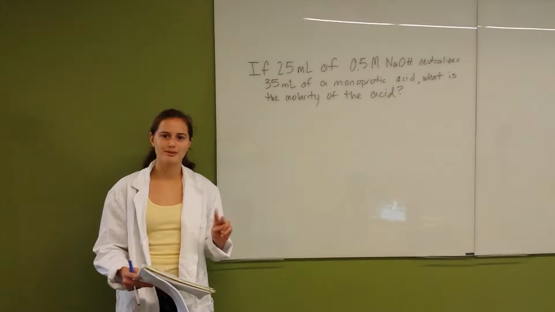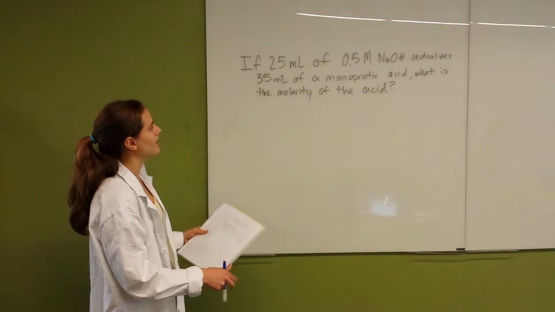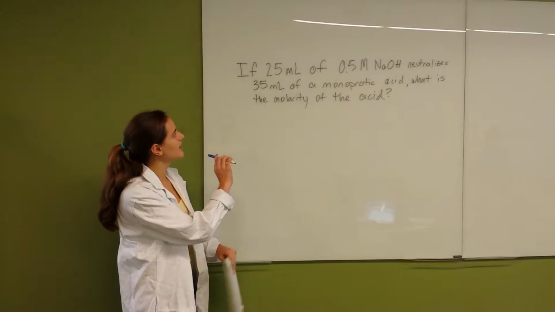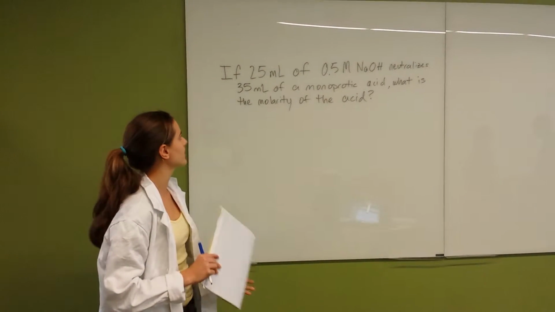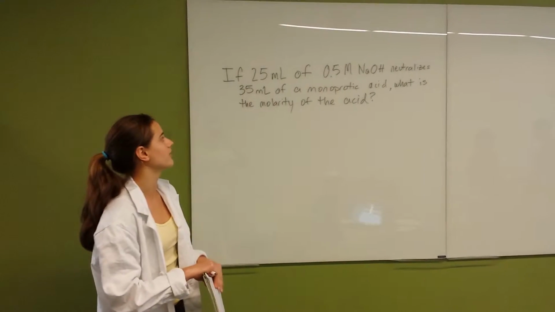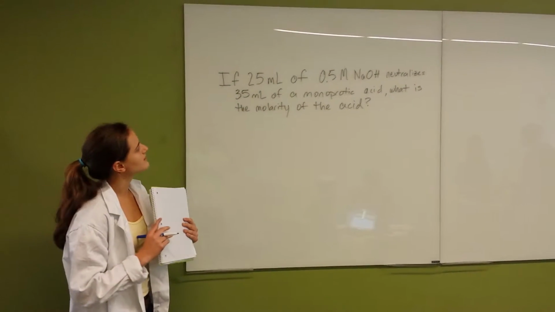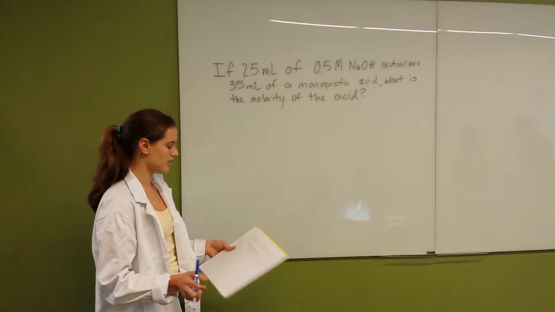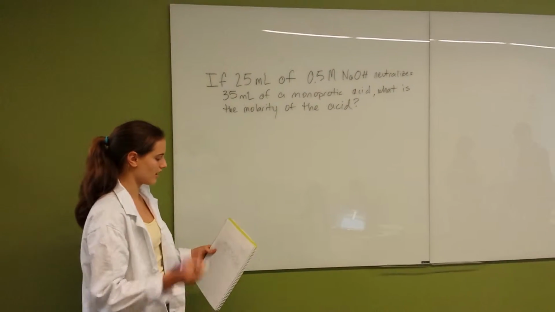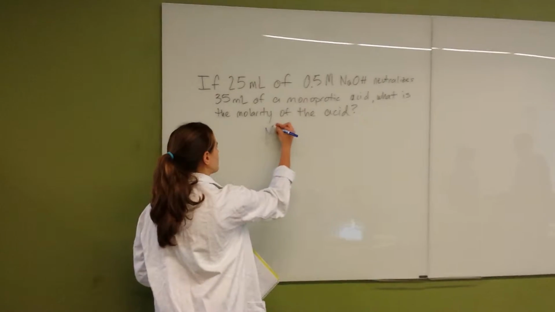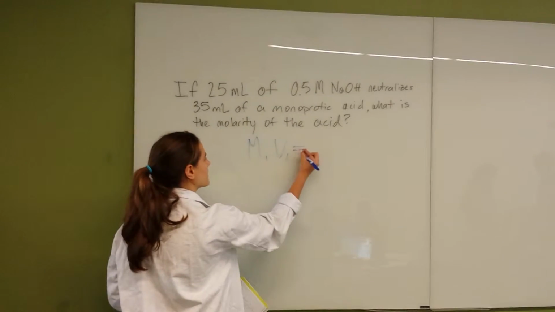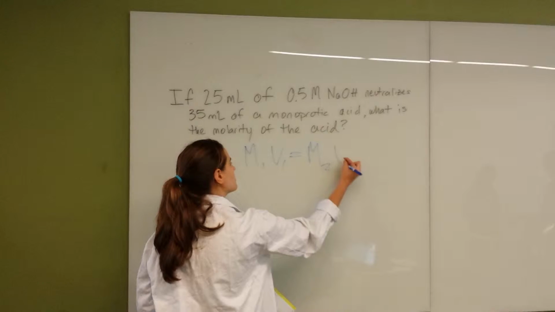And we're going to do two chemistry questions today. The first question is, if 25 milliliters of 0.5 molar NaOH neutralizes 35 milliliters of a monoprotic acid, what is the molarity of the acid? So this is a pretty basic question where we're just going to use M1V1 equals M2V2.